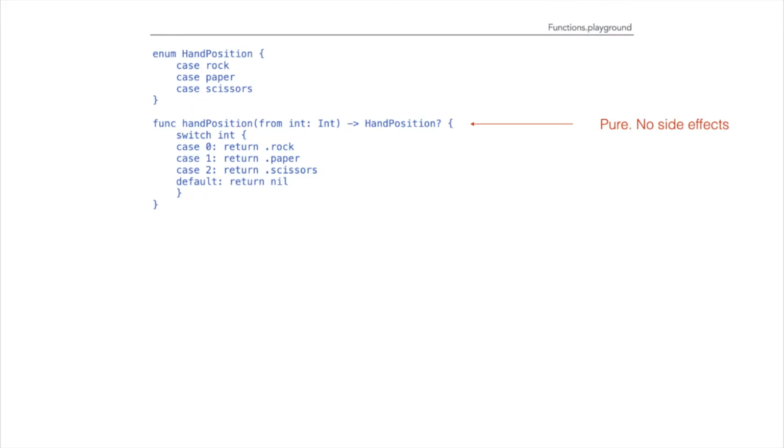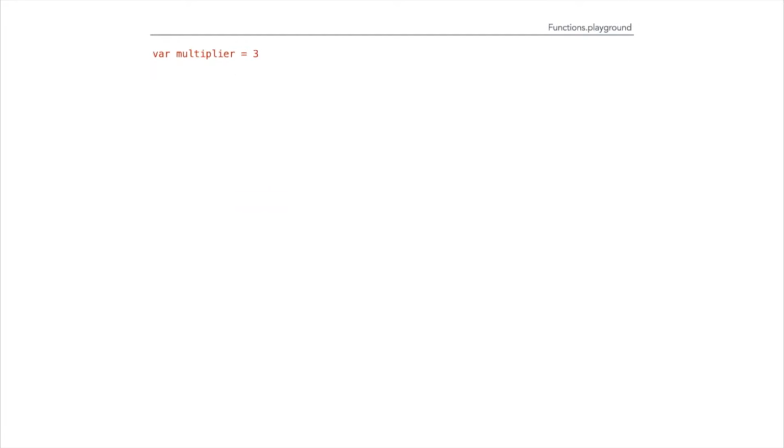This is a pure function. There are absolutely no side effects. This depends only on what I pass to it, and it returns the results to us immediately. So when I call, for example, hand position from 1, I get the case paper, and I return the optional with value paper. Let's look at some non-pure functions again.